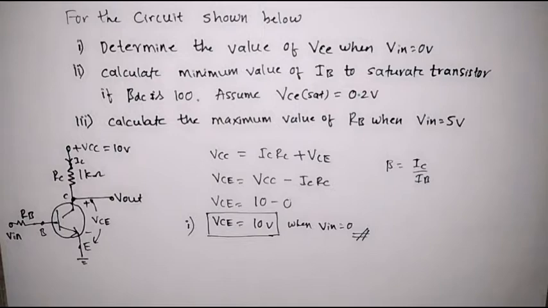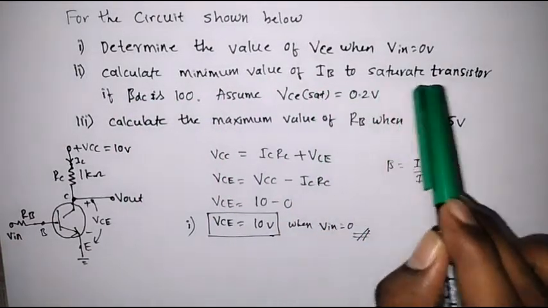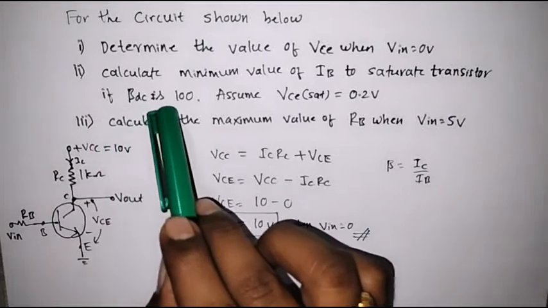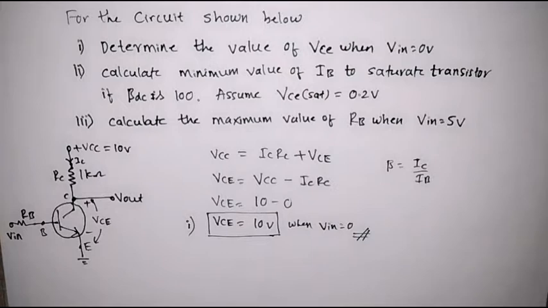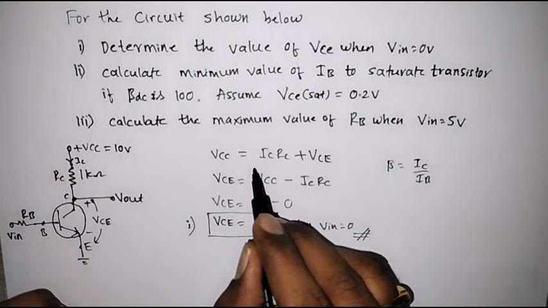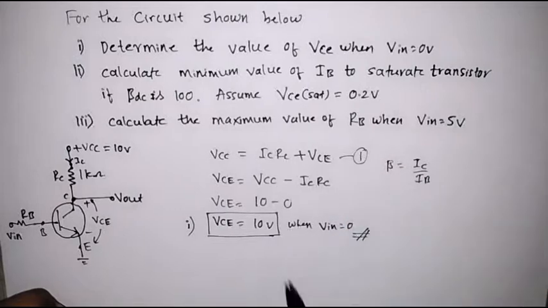Let's find the second sub question. Calculate the minimum value of IB to saturate the transistor if beta DC is 100. Assume VCE saturation value is 0.2 volt. It means that for the transistor to saturate, it depends on the collector current. So first we'll calculate the collector current with the help of the same formula, that is VCC equal to IC RC plus VCE.